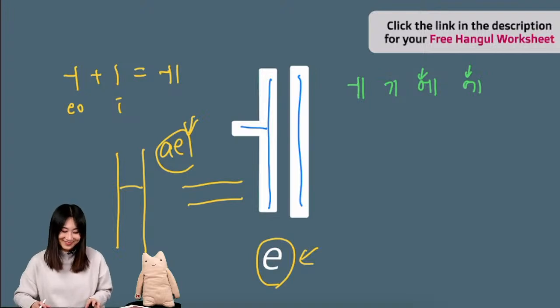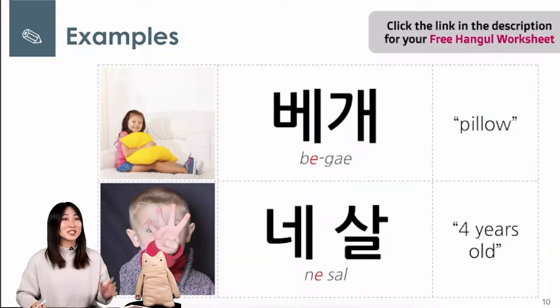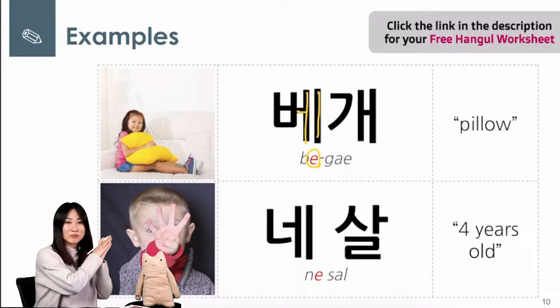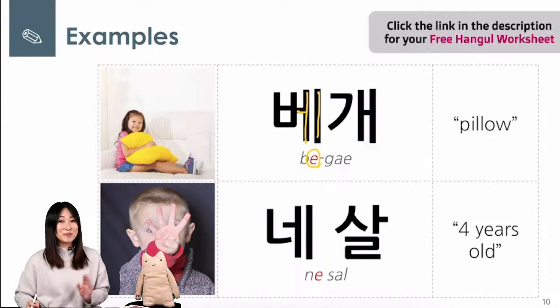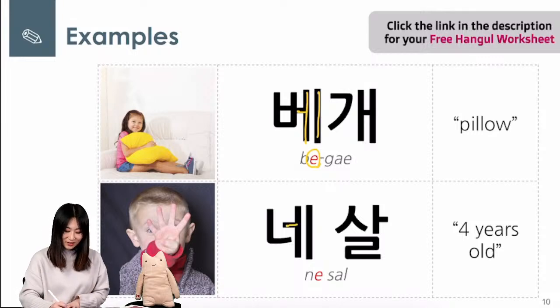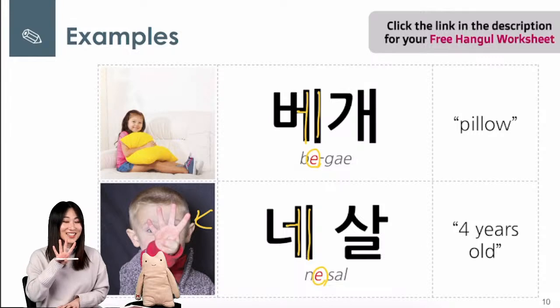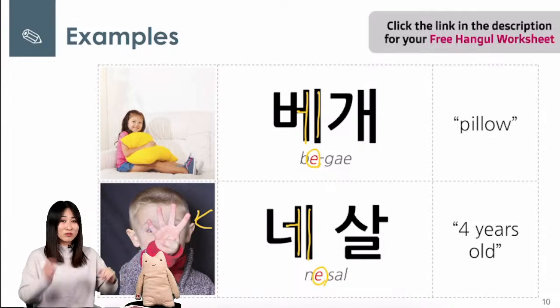Thank you. Okay, so I prepared some example words like this. The first word is 베개, pillow. 베개, pillow. And 4살, 4 years old. Oh, it's so cute. Like this, 4. 살 means old. So 4 years old in Korean is 4살. Okay, very good. So these vowels are simple, right? Okay, let's move on.